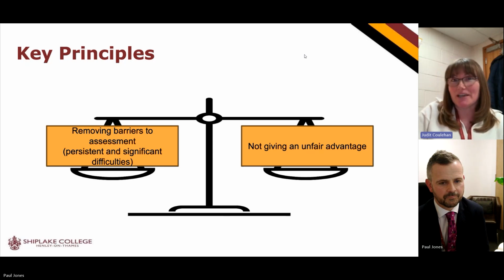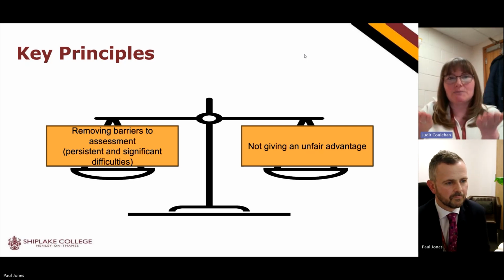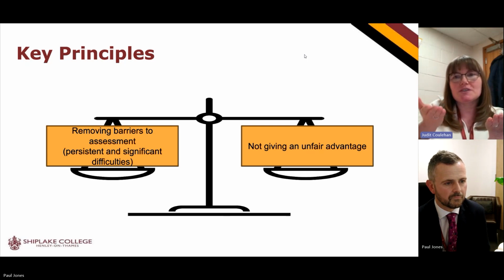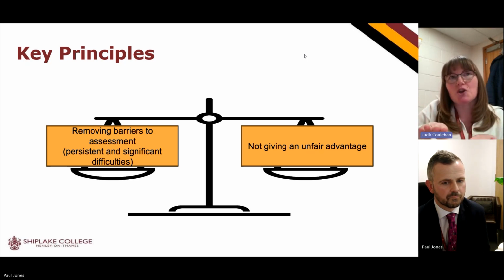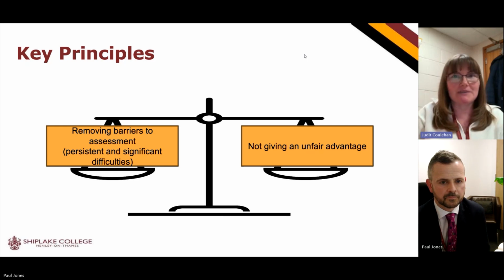But at the same time, every single centre, but ultimately it is the SENCO's, the Special Educational Needs Coordinator's responsibility, to make sure that there is a balance between removing barriers to assessment, but at the same time, not giving access arrangements that are not strictly to cater for the need. So I need to make sure that I'm not giving an unfair advantage to any student by putting something in place that they don't qualify for.